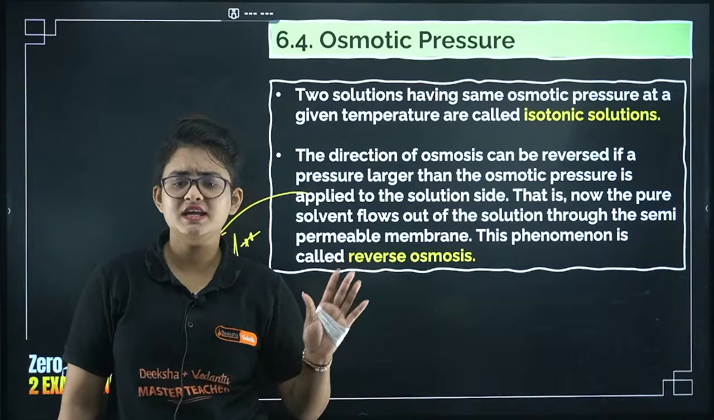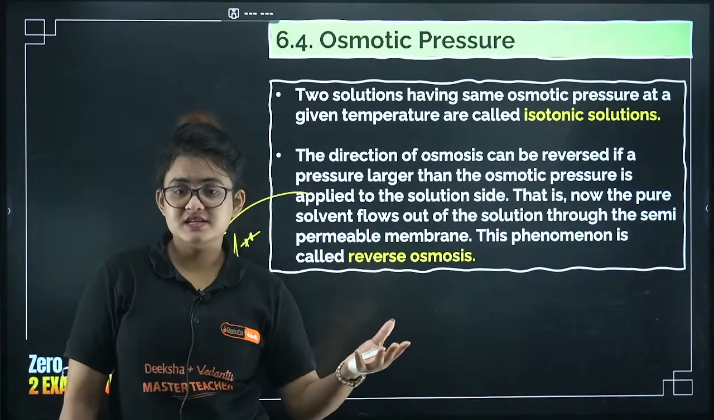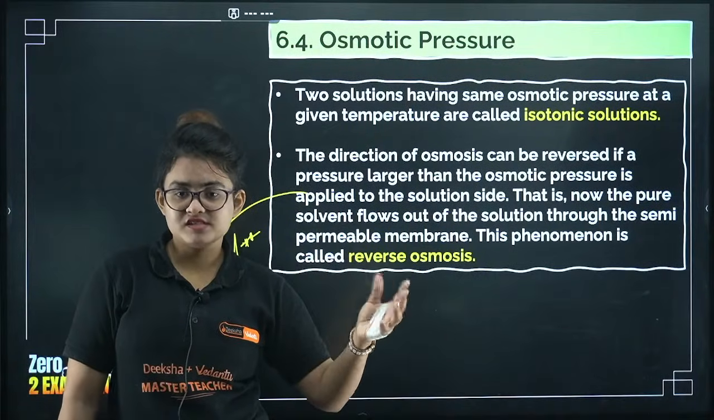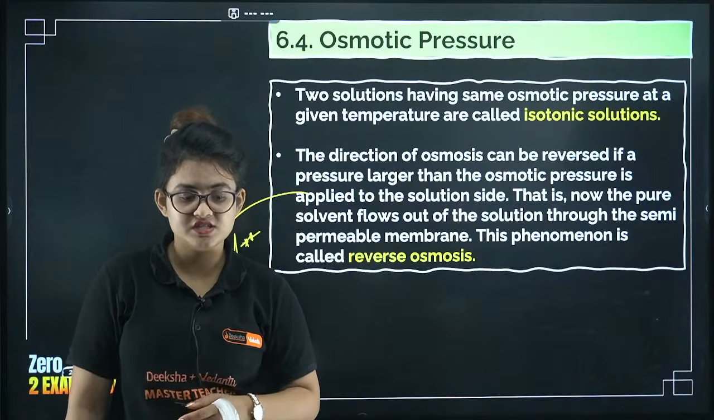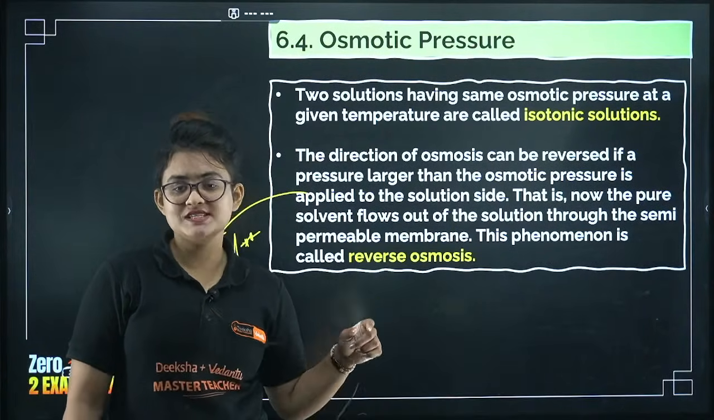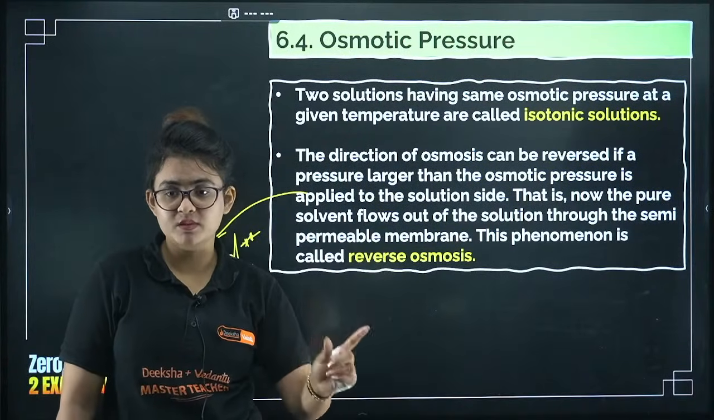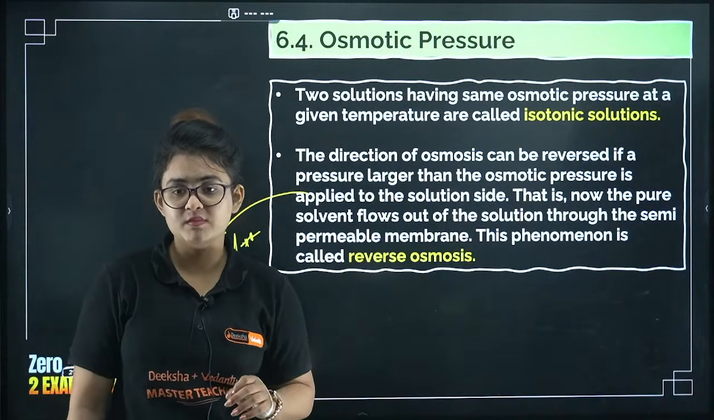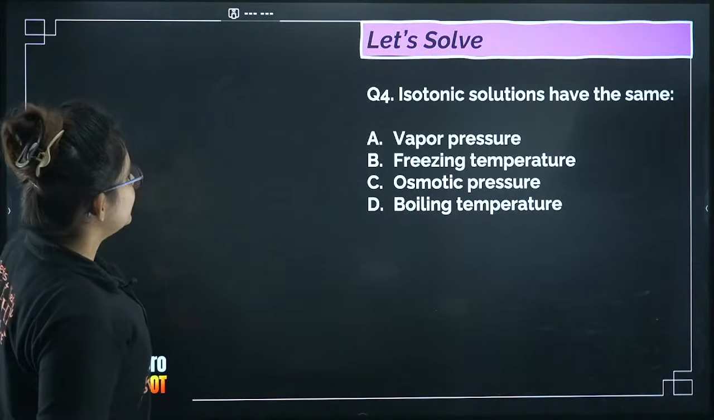In general in osmosis, between the higher concentration zone and the lower concentration zone, the solvent actually passes from the lower concentration zone to the higher concentration zone. But in reverse osmosis, the solvent passes from the high concentration zone to the low concentration zone through a semi-permeable membrane. This is called reverse osmosis. I guess it's clear. Let's proceed.